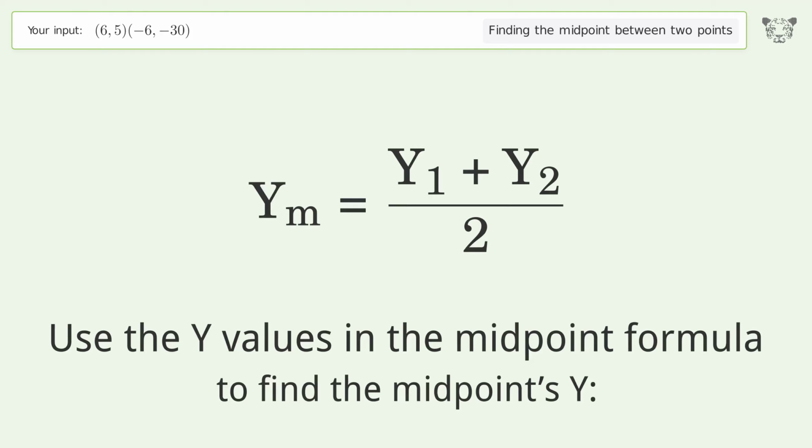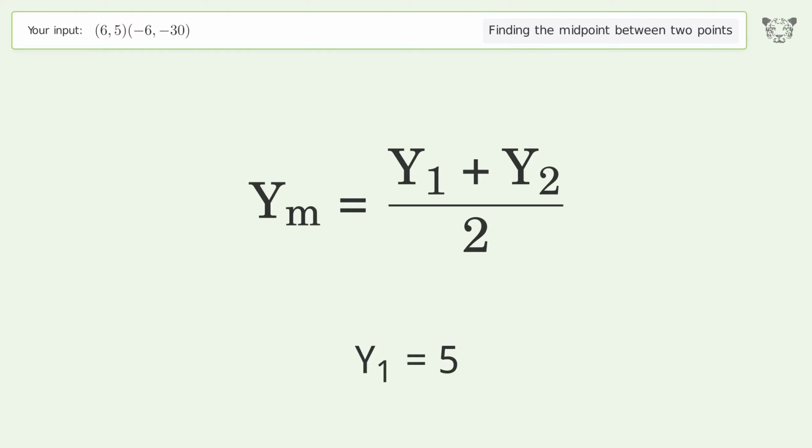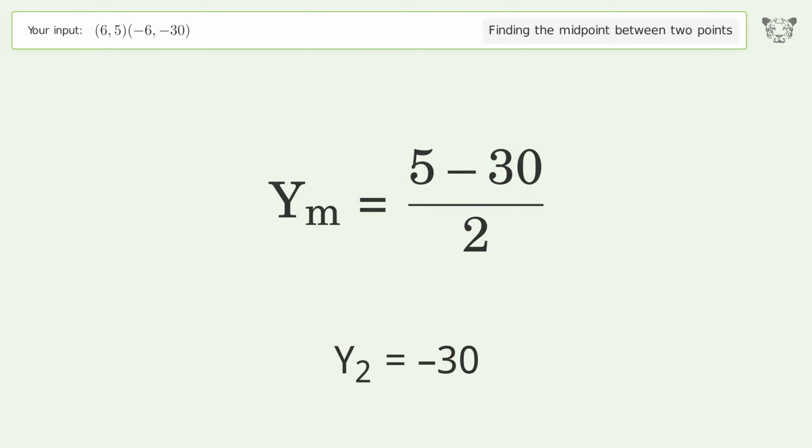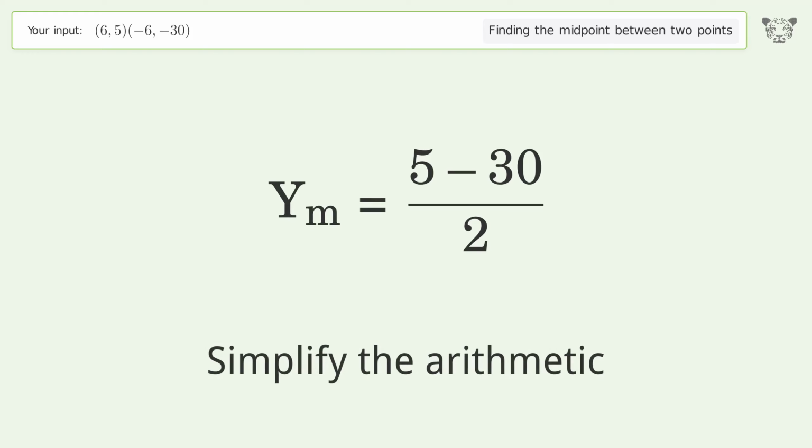Use the y values in the midpoint formula to find the midpoints y. y1 equals 5. y2 equals negative 30. Simplify the arithmetic.